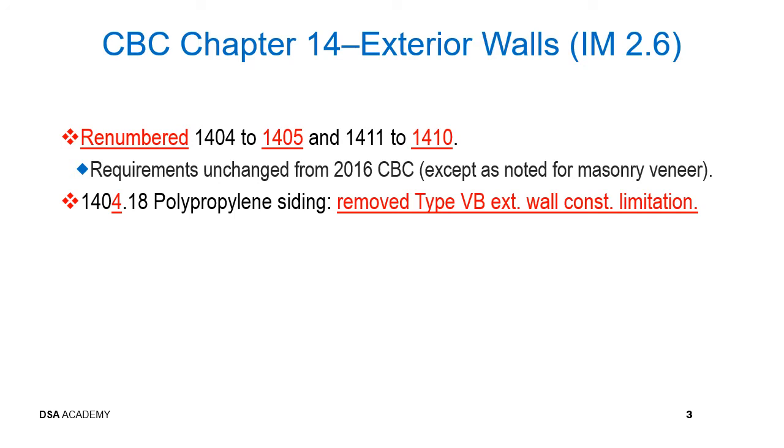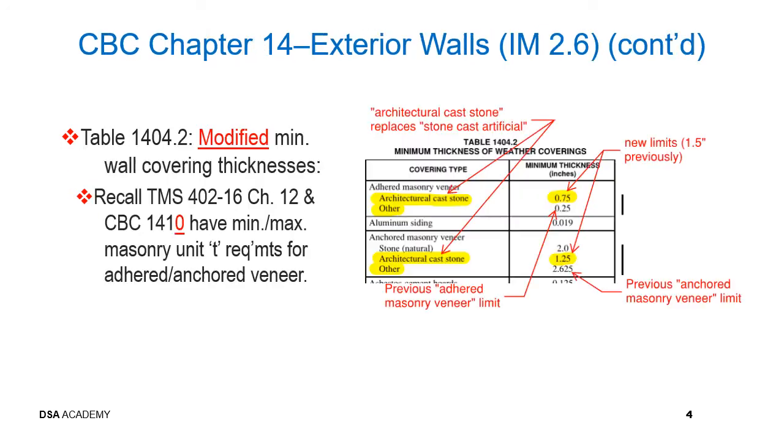In Section 1404.18, polypropylene sidings, the Type 5 exterior wall construction limitation was removed. In Table 1404.2, the name of the covering type has been modified. Also modified was the minimum wall covering thickness.